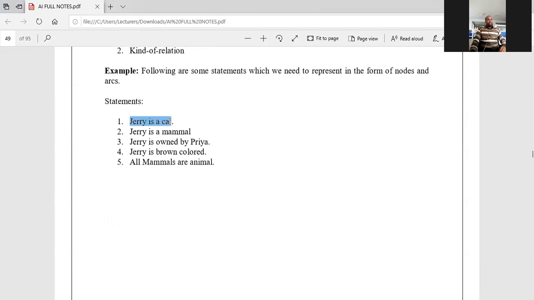Let's look at a statement like: Jerry is a cat, Jerry is a mammal, Jerry is owned by Prior, Jerry is brown colored, all mammals are animals. That's basically number 5, a conclusion from this. If Jerry is a cat and Jerry is a mammal, we can say that all cats are mammals. We are going to look at that when we discuss inductive reasoning and deductive reasoning in KRR, where we make such kinds of relationships. Jerry is a cat, Jerry is a mammal, therefore all cats are mammals.